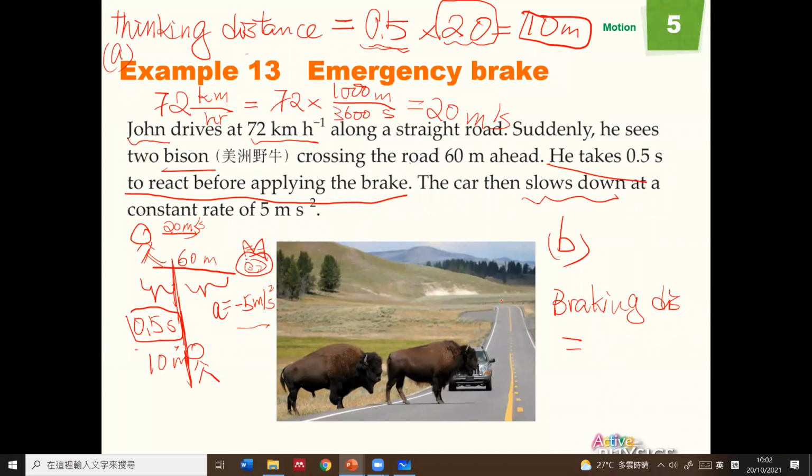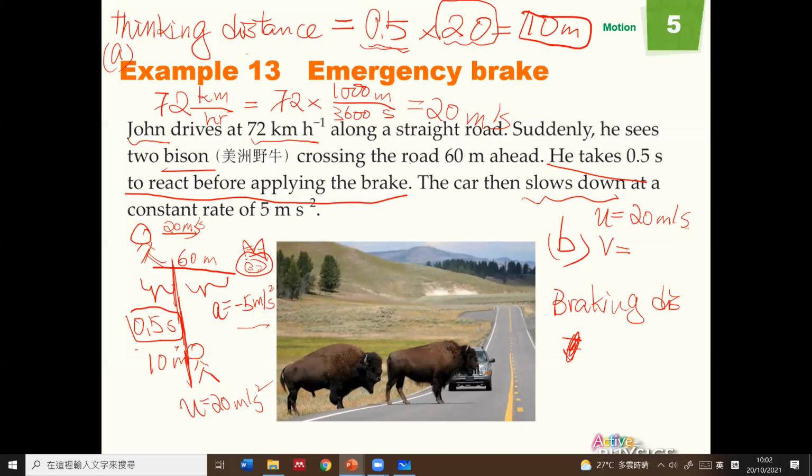For the braking distance, we need to know which quantities we have. So we have the initial velocity. The initial velocity U is 20 meters per second, right? So what's the final velocity? Number 20, what's the final velocity? Are you here? Hoyan, are you here? Yes, I'm here. What's the final velocity?